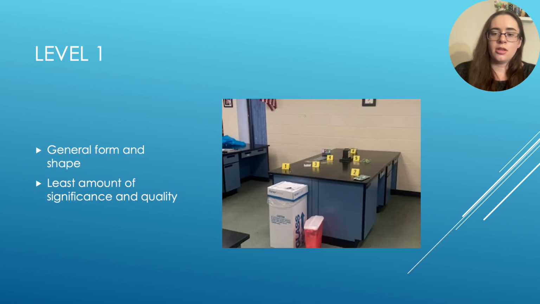The details within the first level are going to be used to describe the general form and shape of the object. This level has the least amount of significance and quality in comparison to the other levels, but is a determining factor in the amount of quality and significance present in the other ones. This level of detail does not allow for specific measurements, but does allow for the exclusion of an object being from the same source based on the general shape, such as the brick and ball example given earlier.